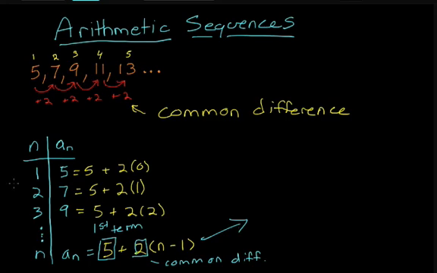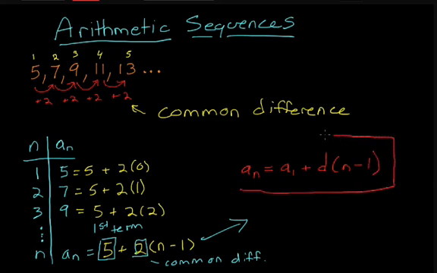And so this can be generalized to all sequences by writing a sub n, or the nth term, is a sub 1, or a1, the first term in the sequence, plus the common difference times n minus 1. And that is the formula for an arithmetic sequence.